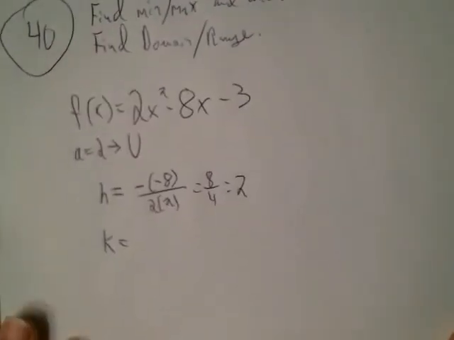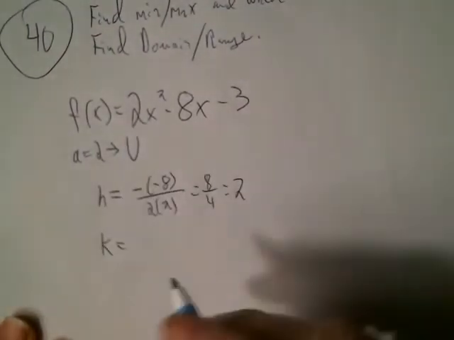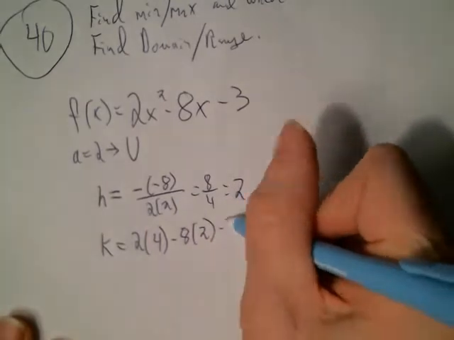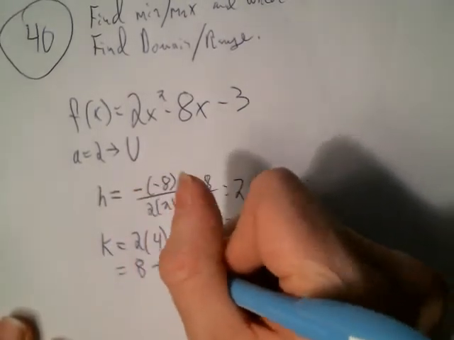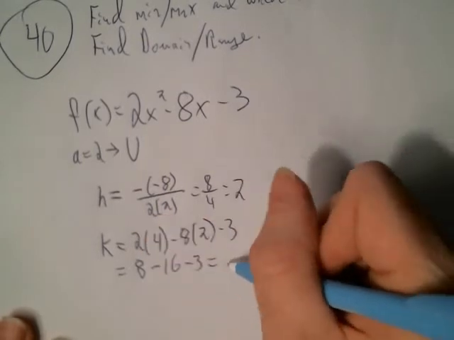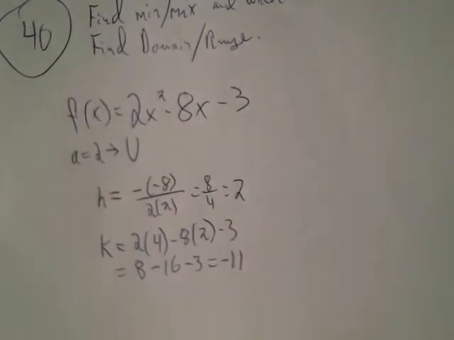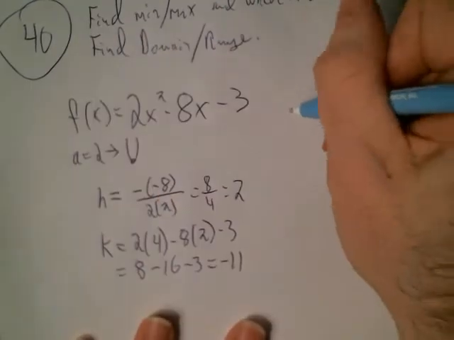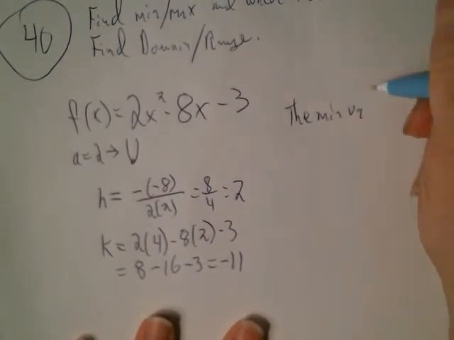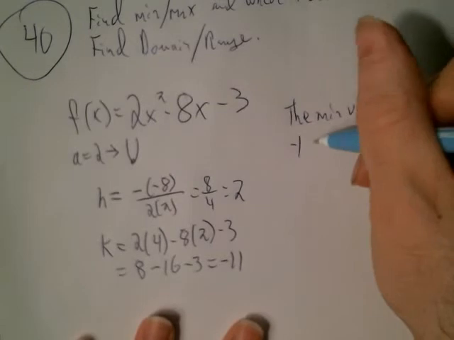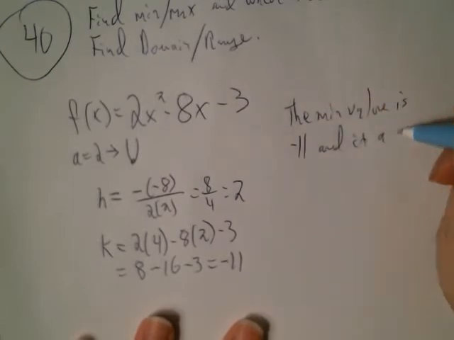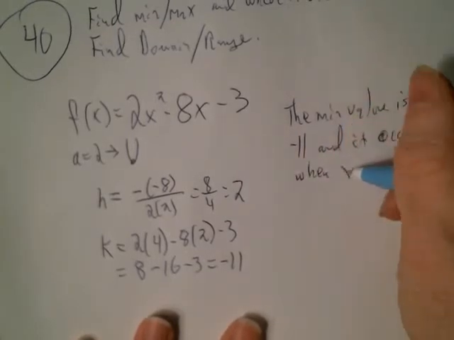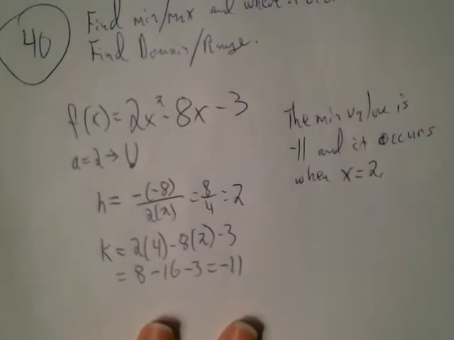And then for the y value, you take the 2 and plug it back into the formula. So you'll have 2 times 2 squared, which is 4, minus 8 times 2, minus 3. So you'll have 8 minus 16 minus 3. So negative 8 minus 3 is negative 11. So ultimately the minimum is negative 11. The min value is negative 11, and it occurs when x equals 2. Okay.